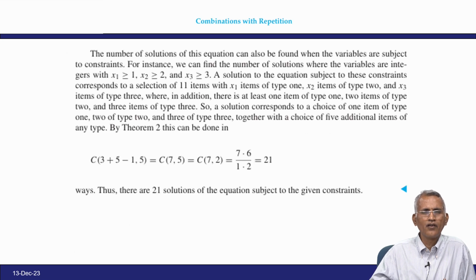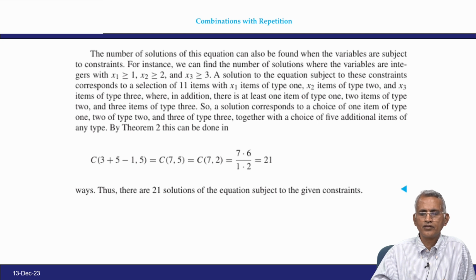Now, in continuation of the above problem, we look at the number of solutions of x1, x2, x3 based on the condition that x1 is greater than or equal to 1, x2 is greater than or equal to 2, and x3 is greater than or equal to 3. The solution can be found subject to these constraints, which correspond to selecting 11 items with x1 items of type 1, x2 items of type 2 and x3 items of type 3. In addition, there is at least one item of type 1, 2 items of type 2 and 3 items of type 3.